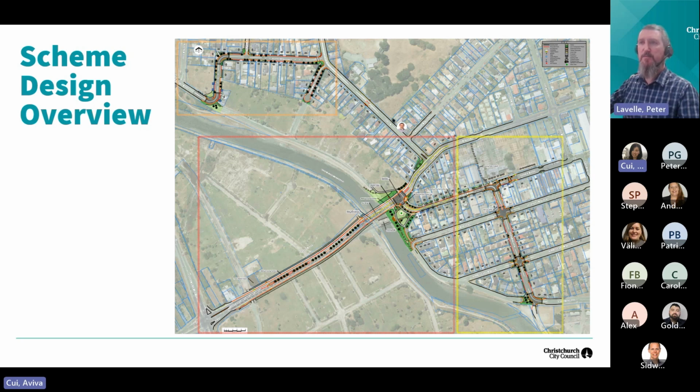So New Brighton or Brighton Mall and New Brighton Pier and Beach, they're off the screen to your right hand side. As we can't see much of the detail on this map, I'll zoom into each street so we look at the design in a bit more detail. So to start with, we'll look at the core of the project, which is the bridge, the new intersection and Pages Road, which is in this kind of red rectangular area. Then we'll look at Seaview and Hardy Street in the yellow rectangle. And then finally, we'll look at Rawson Street and Pratt Street in that orange rectangle up the top. Next slide, please.